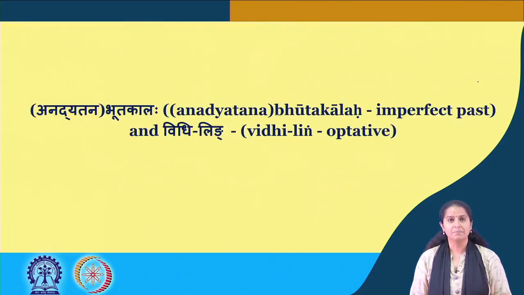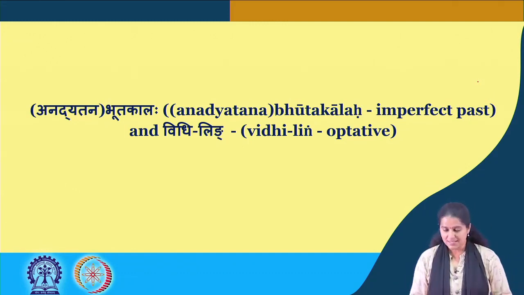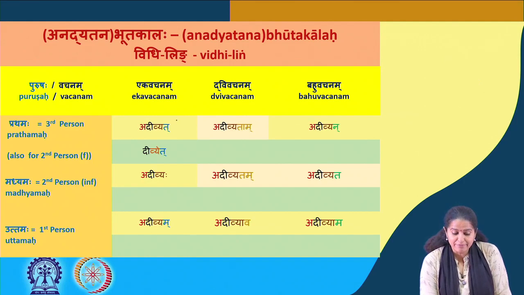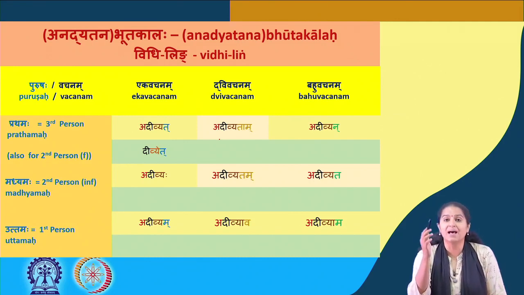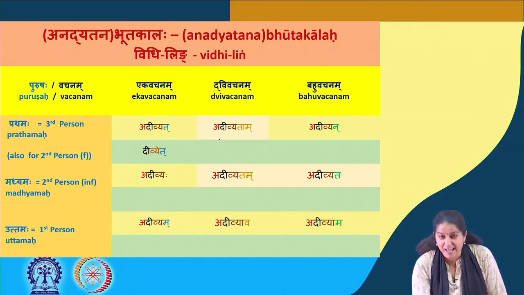Let's move on. So here we have the Bhutakala, the Anadyatana Bhuta and the Vidhiling, because we've seen that they are similar in the Parasmaipadi. So what do we have here? Adivyat, what does it become? Divyet. Okay, so it's the yat, vyat becomes vyet. So adivyatam becomes divyetam. Uttamam. Adivyan, divye, not divyeyan, divyan, no.